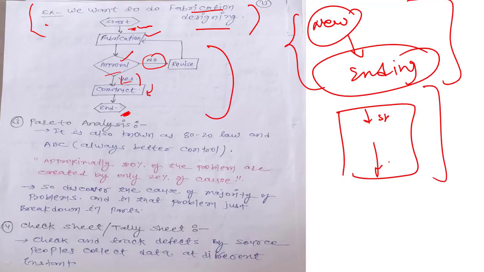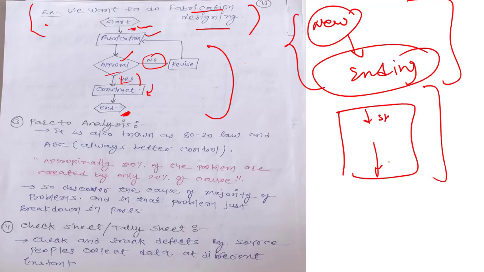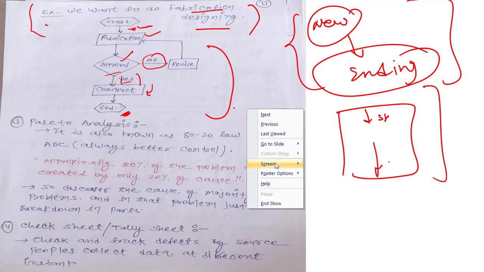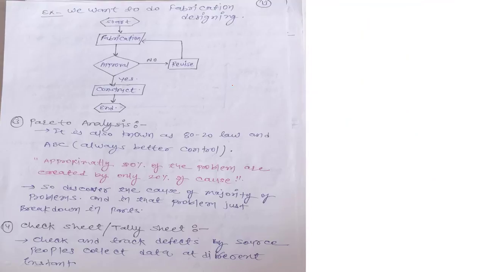So this means the flowchart is again a very important tool for quality maintenance. Third, we will discuss what Pareto analysis is. This is again a very important topic. I need to say to all my students that Pareto analysis is not only important for your exam, it is also important for your life.